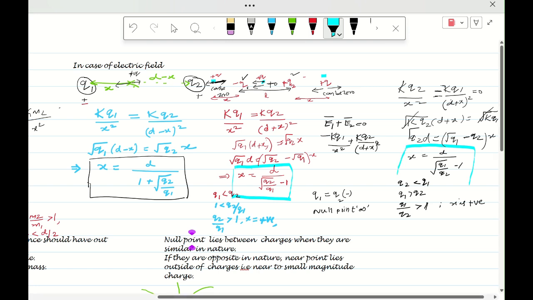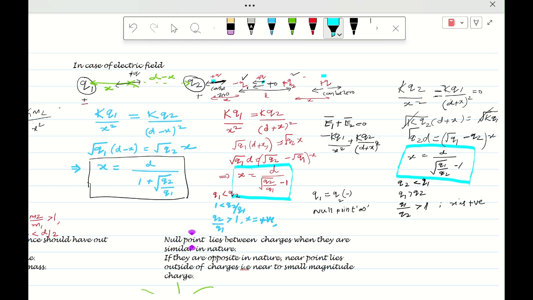That is already discussed in gravity, q2 by q1 or q1 by q2. With q2 by q1, the denominator is taken from q1, and x is from q1. With q1 by q2, the denominator is q2, which means it is from the q2 side. Denominator q1 means it is from the q1 side.